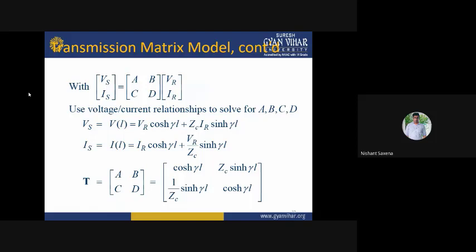Therefore, Vs = VR cosh(γL) + ZC IR sinh(γL). Similarly, the current equation can be written as Is = IR cosh(γL) + (VR/ZC) sinh(γL). Now, comparing these with the standard equations, the transmission matrix can be formed as follows: A = cosh(γL), B = ZC sinh(γL), C = (1/ZC) sinh(γL), and D = cosh(γL). Here gamma is the propagation constant, equal to the square root of Z into Y.